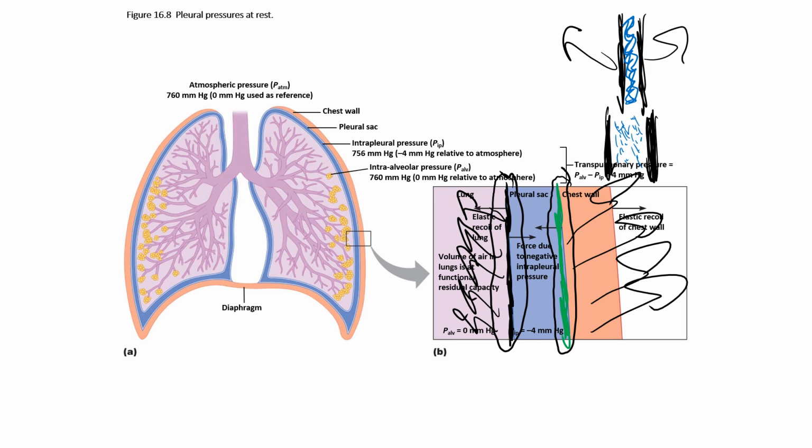The fact that the parietal and visceral pleura are constantly being pulled away from each other, what that does is it expands the volume of the pleural cavity. And by expanding the volume of the pleural cavity, that creates more space for the air, which is actually fluid, but it creates more space for the air, which drives down the air pressure within the pleural cavity, called intrapleural pressure.